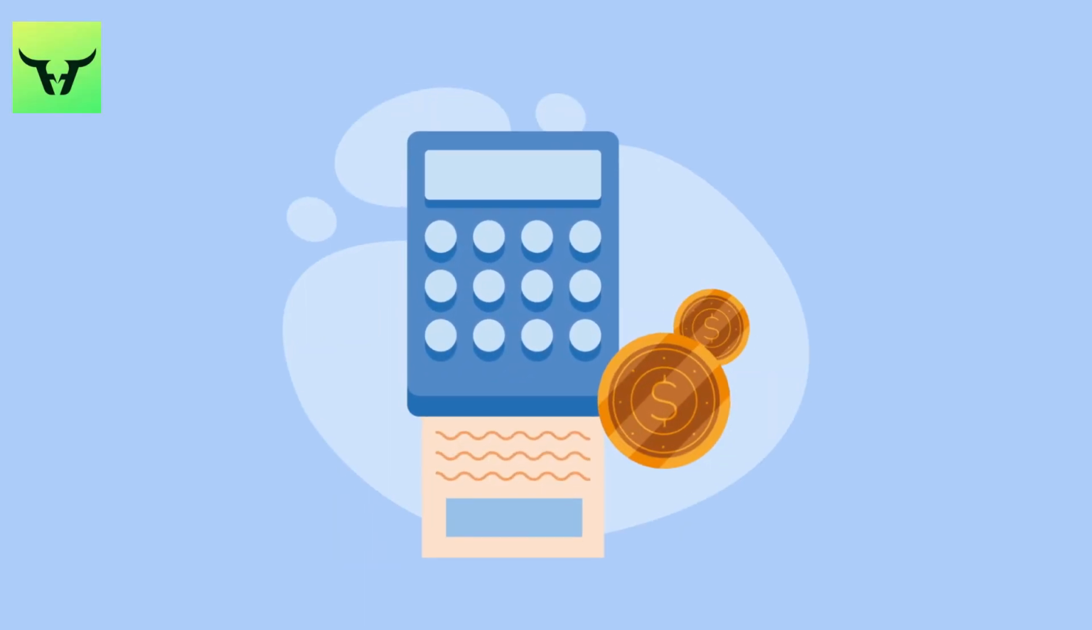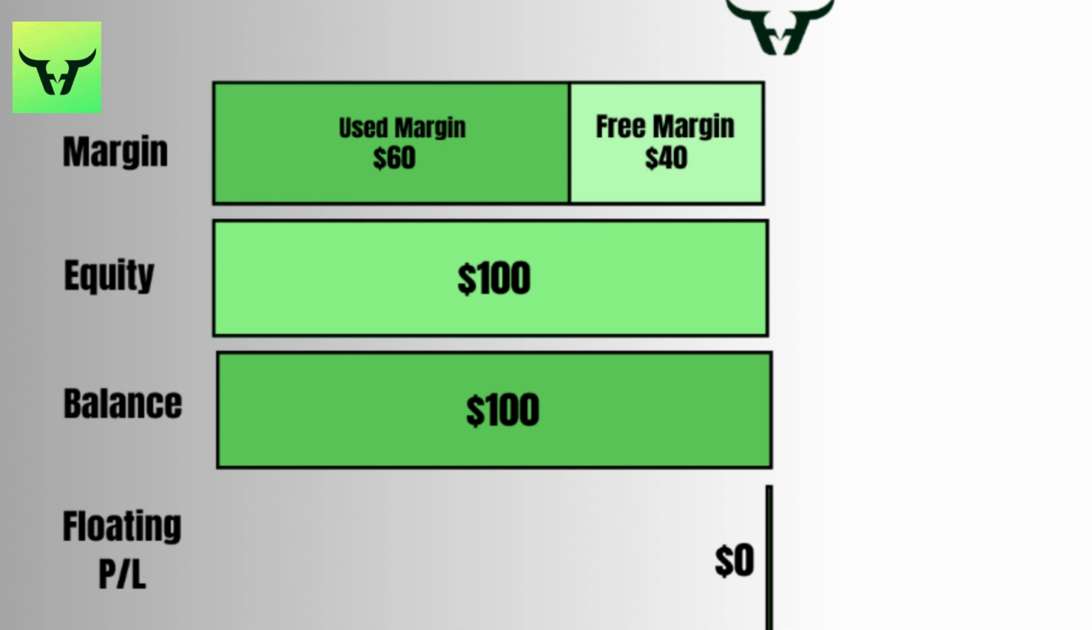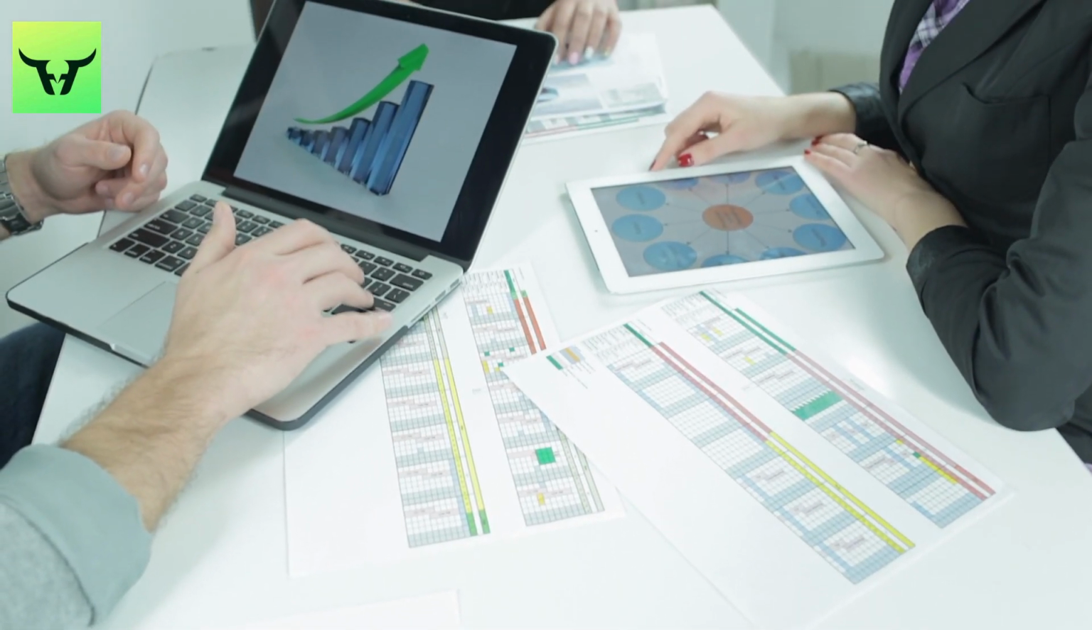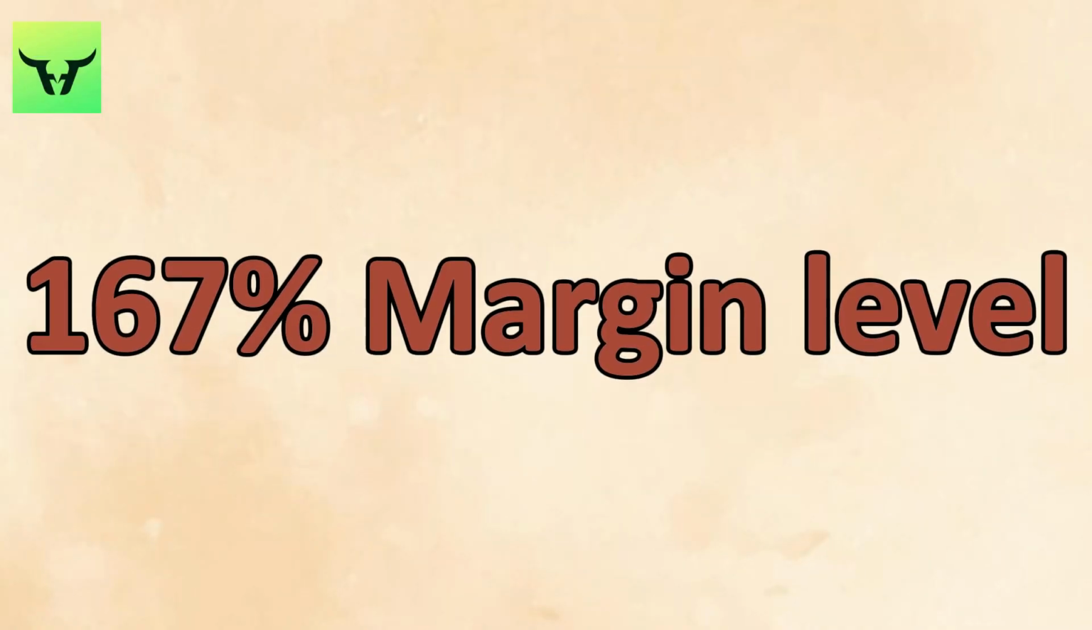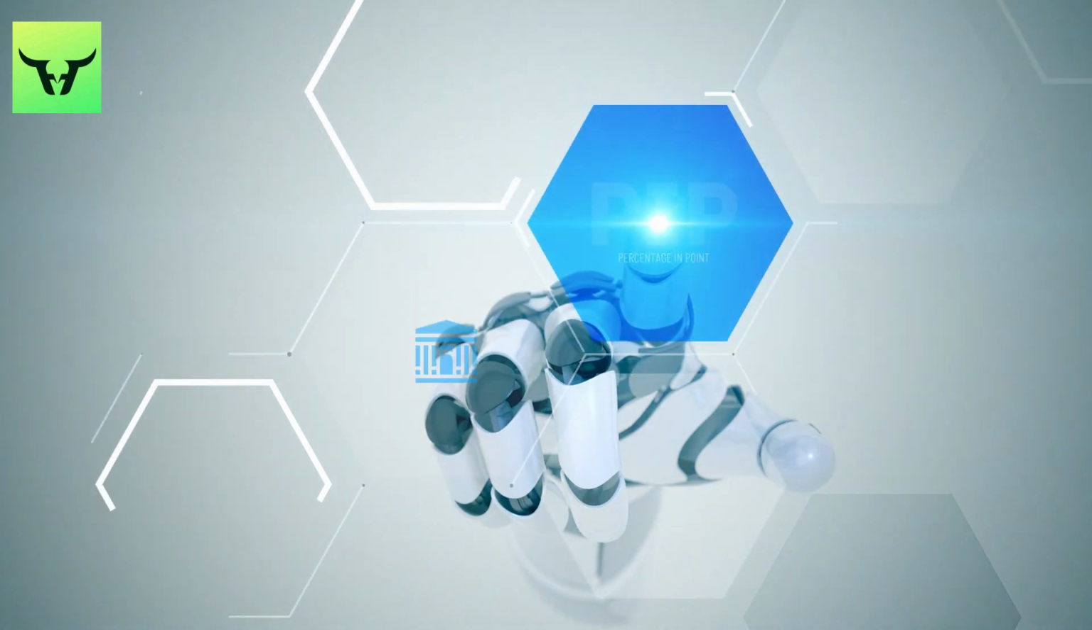Step 5. Calculate free margin. We can now calculate the free margin as we know the equity. The free margin is set at $40. Step 6. Calculate margin level. We can calculate the margin level as we know the equity. There is a 167% margin level. Right now, your trading platform's account data would look like this. EUR/USD rises 80 pips. The current market value of EUR/USD is 1.2080 after rising by 80 pips.